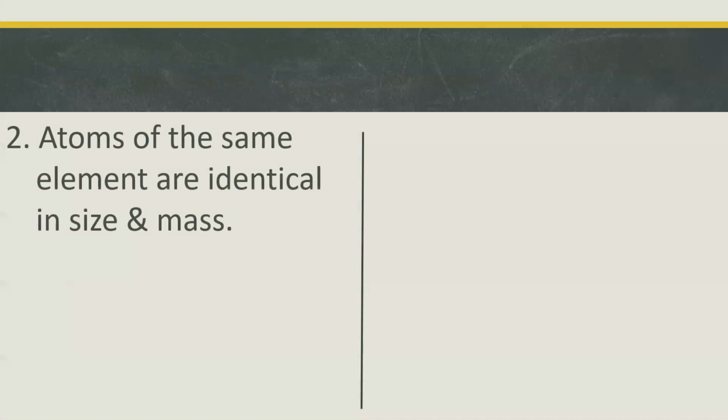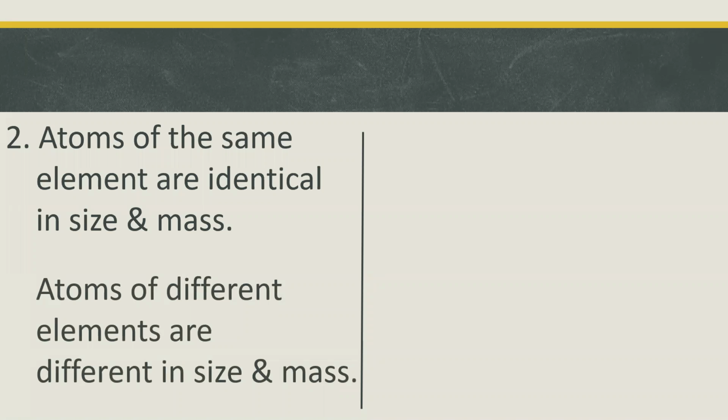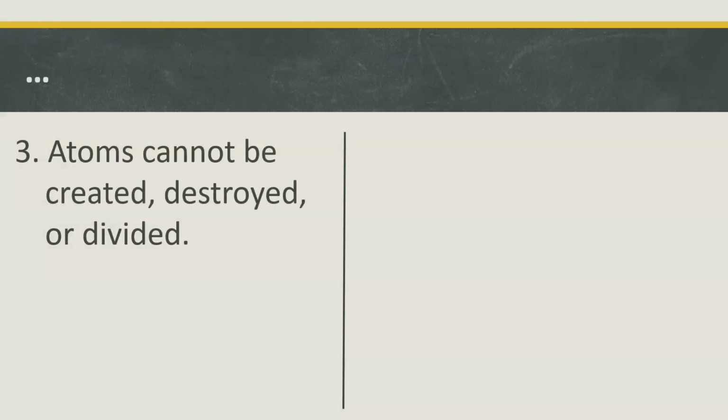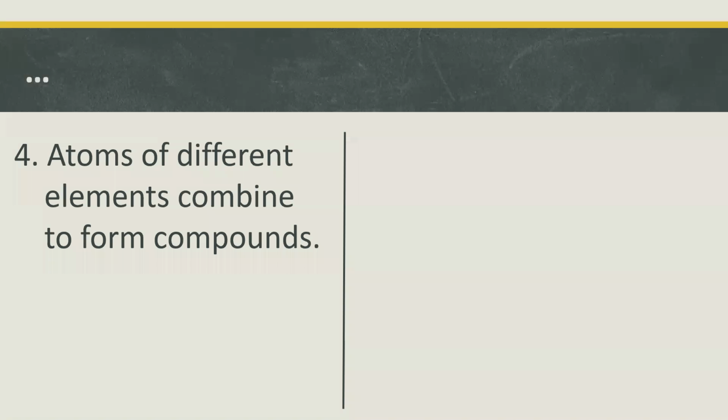His second point is that atoms of the same element are identical in size and mass. So if they're the same element, they should have the same size and the same mass. He also went on to say atoms of different elements are different in size and mass. So different elements should have a different size and a different mass. His third point was that atoms cannot be created, destroyed, or divided. His fourth point was atoms of different elements combine to form compounds.